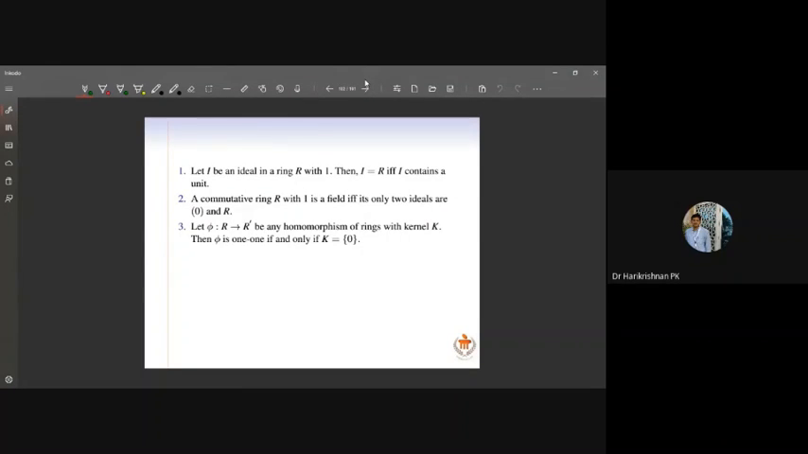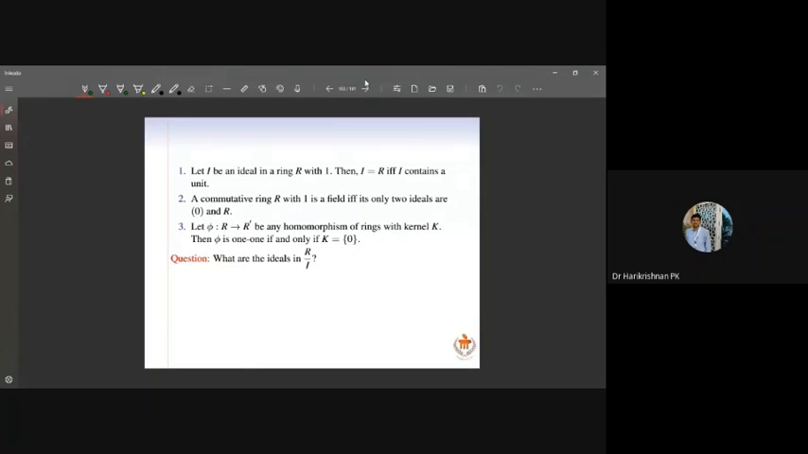If you have a homomorphism between two rings and the kernel is known, then what can we tell? The homomorphism is one-one if and only if the kernel is the set {0}. These proofs are very interesting, but I am not doing them here.